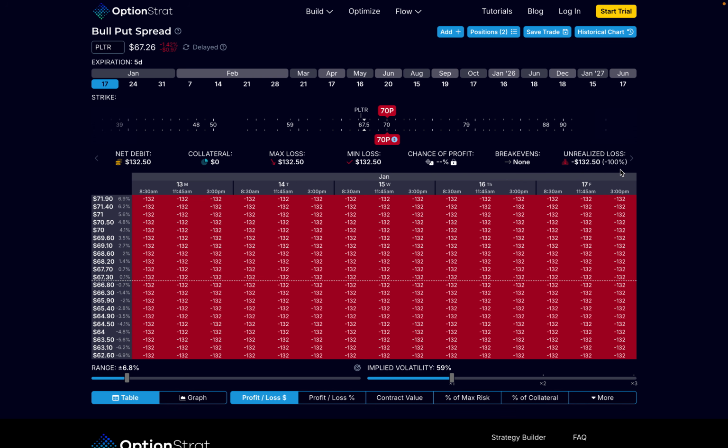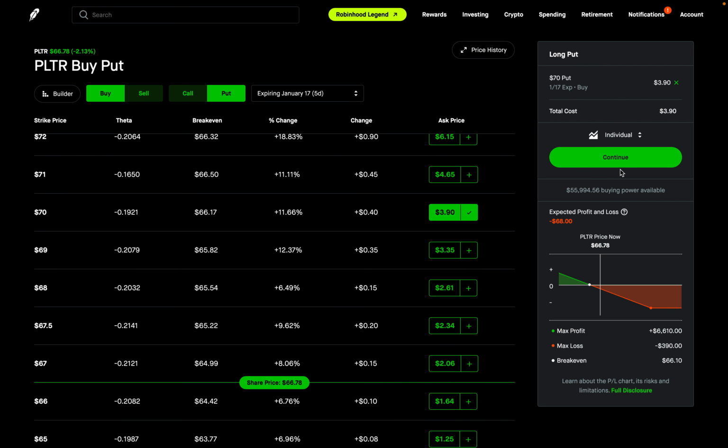Now let's move on to the third and final scenario. This third option can be very powerful. The idea with this third option is, number one, to collect even more premium than we already collected. Number two, to lower the strike price at which we would have to potentially purchase 100 shares of the stock. And number three, push out our expiration date, which can give the stock more time to recover.